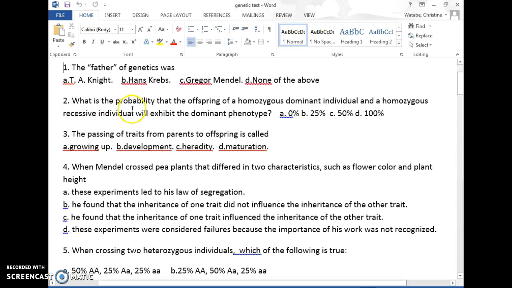Number 2, what is the probability that the offspring of a homozygous dominant individual and a homozygous recessive individual will exhibit the dominant phenotype? Remember, you can do a Punnett square on the side if you need to. Is it A, 0%, B, 25%, C, 50%, D, 100%? And again, you can pause this at any time or go back to repeat the question.